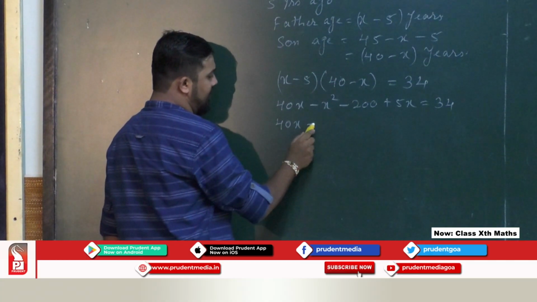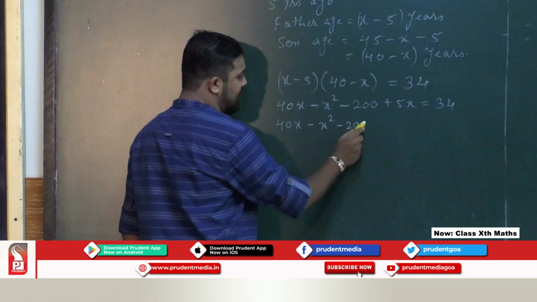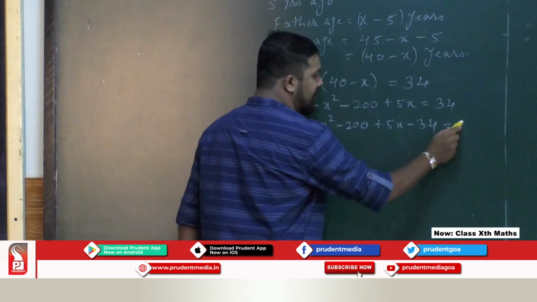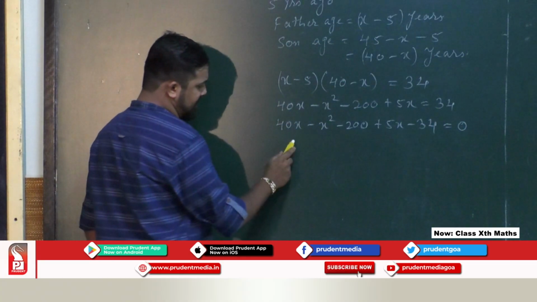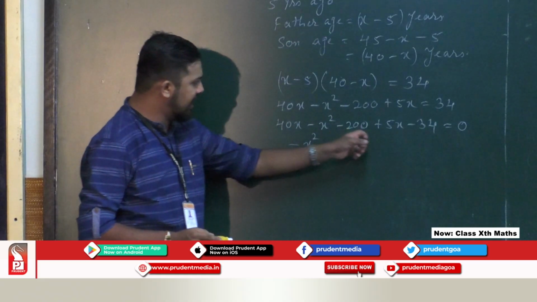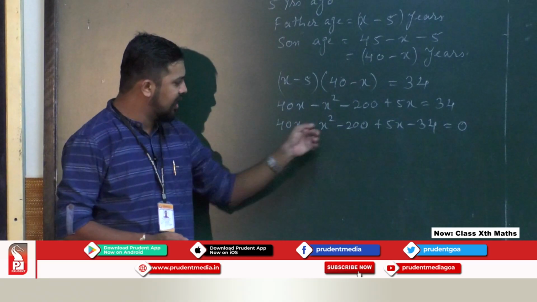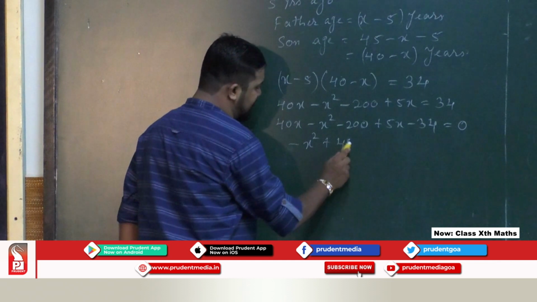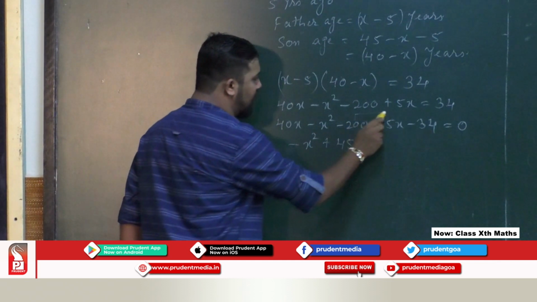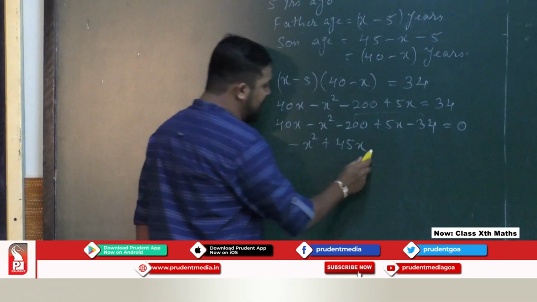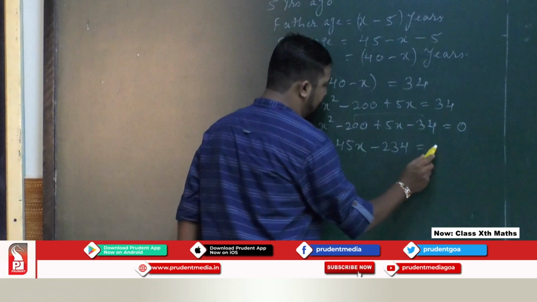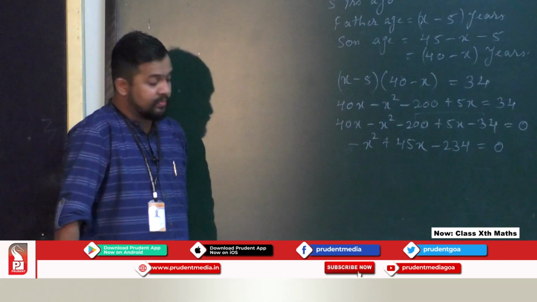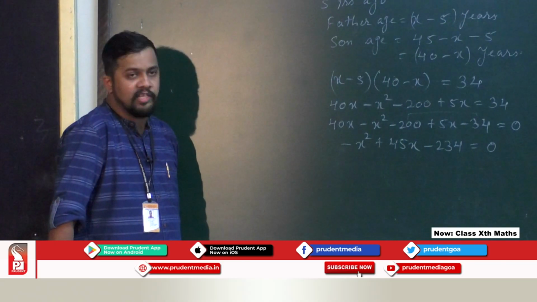40x minus x square minus 200. Bring everything inside, that is 34, it becomes negative 34 equal to 0. So I'll write now: minus x square. Let us see if any term has x: there is a term 40 and 5. So 40 and 5, if we add it becomes 45, so plus 45x. Then there is a term 234. Add this, it becomes negative 234. So you will get the expression negative x square plus 45x minus 234.